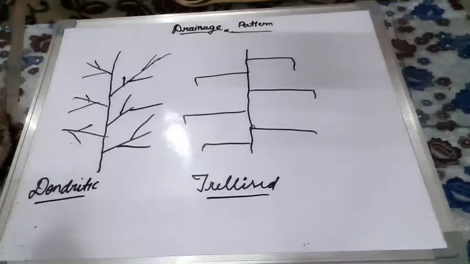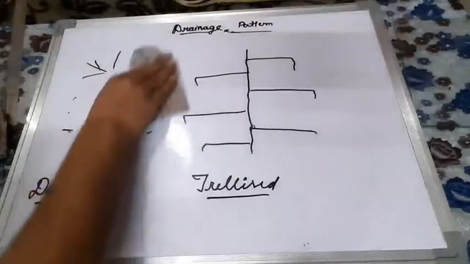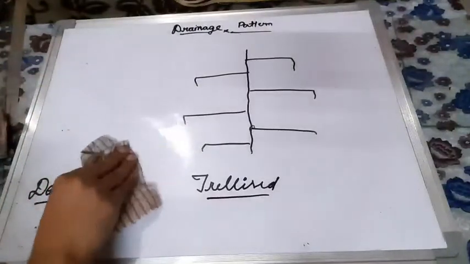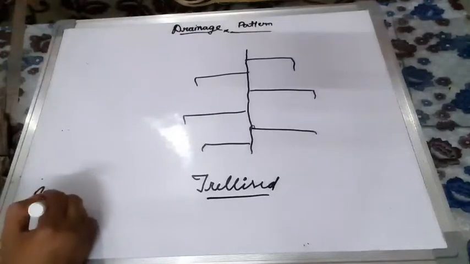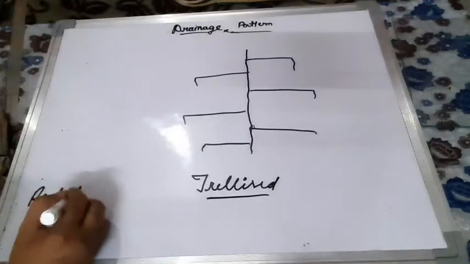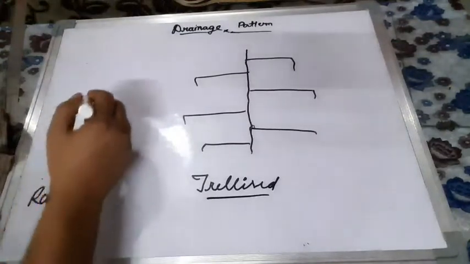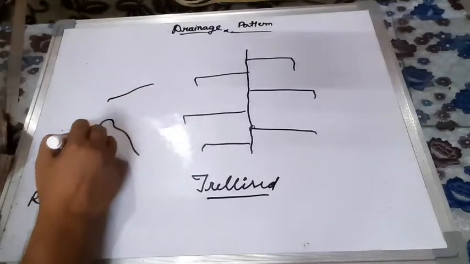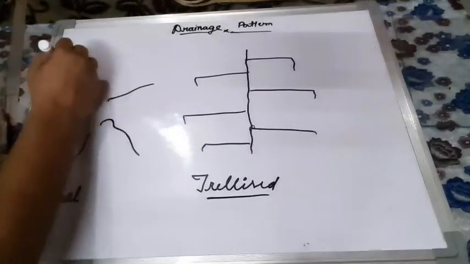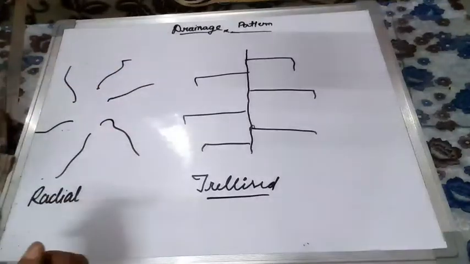Okay, then the next one is radial, and the last one is disappearing. So what is radial pattern? Wherever you see the word radial, in geography, it talks about something circular. Suppose you can find this pattern like sun rays. Then it is called radial pattern.